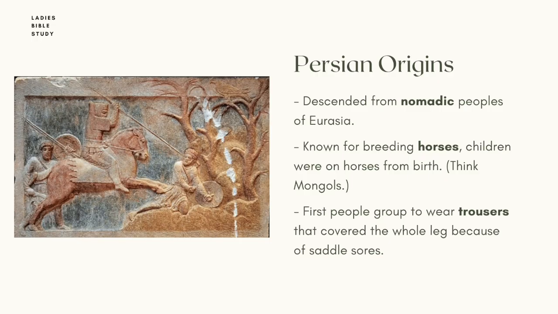So here's what you need to know about the Persian Empire. First of all, they're descended from nomadic peoples. They grew up on horses. One podcast that I listened to said, think about the Mongols, how their children were born, and then they were basically on horseback moving from place to place. This is what the Persians were like as well.